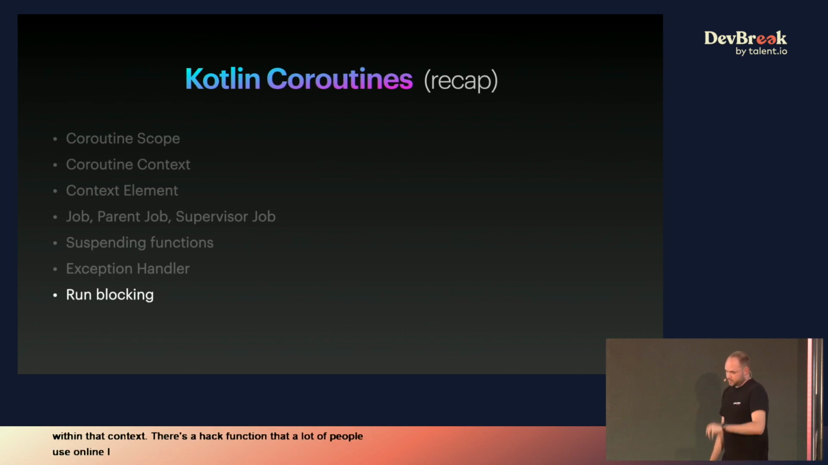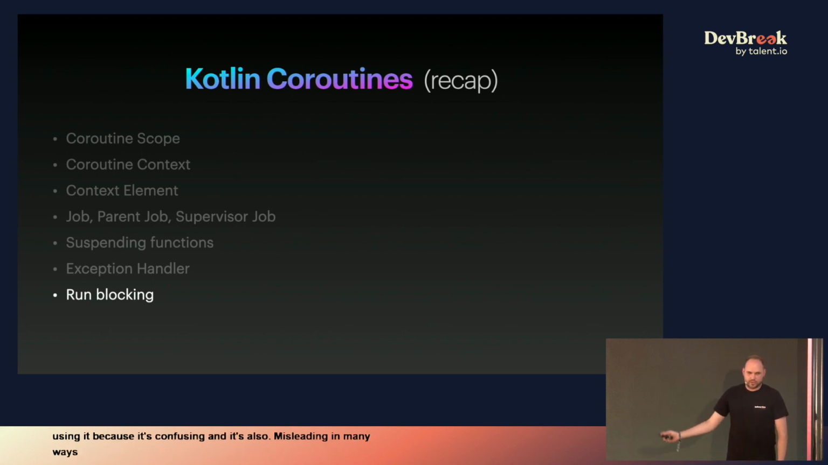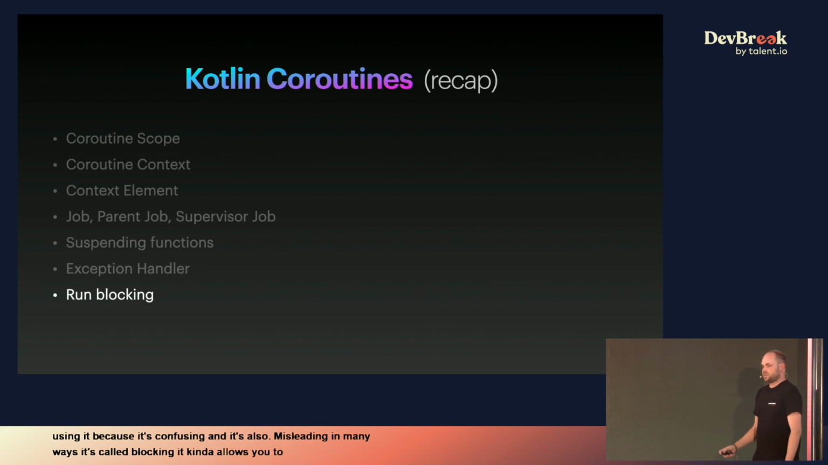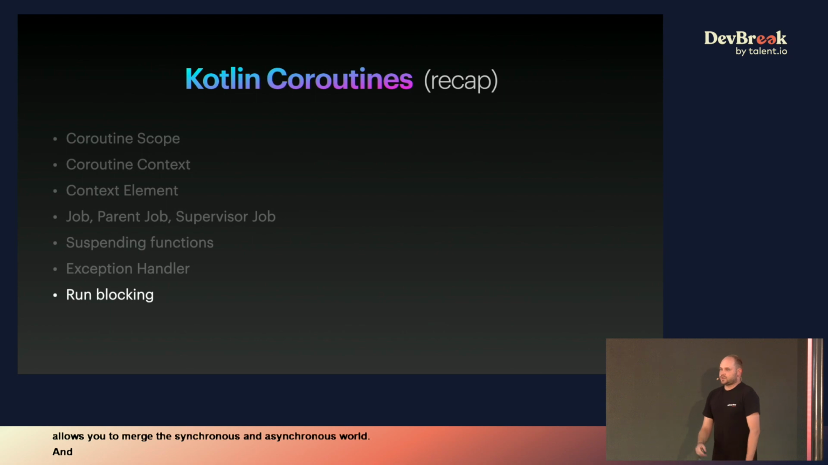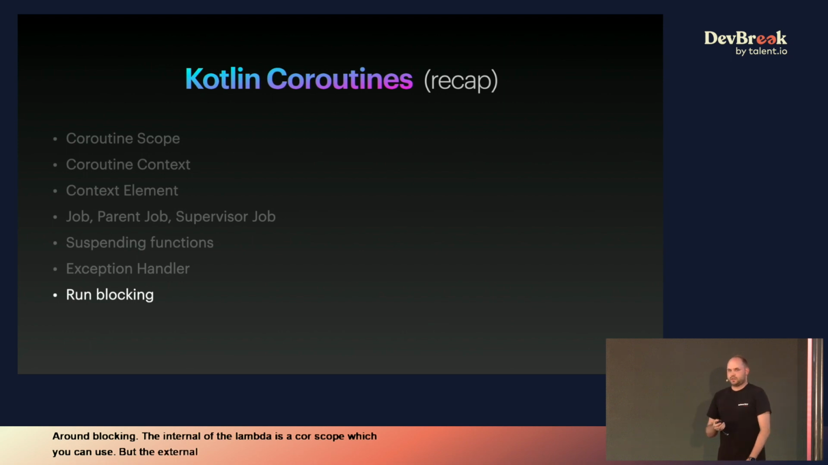There is a hack function that a lot of people use online. I actually don't like using it because it's confusing and it's also misleading in many ways. It's called runBlocking. It kind of allows you to merge the synchronous and asynchronous worlds. And once you open the lambda after runBlocking, the internal of that lambda is a coroutine scope, which you can use. But the external runBlocking function is not a coroutine scope.